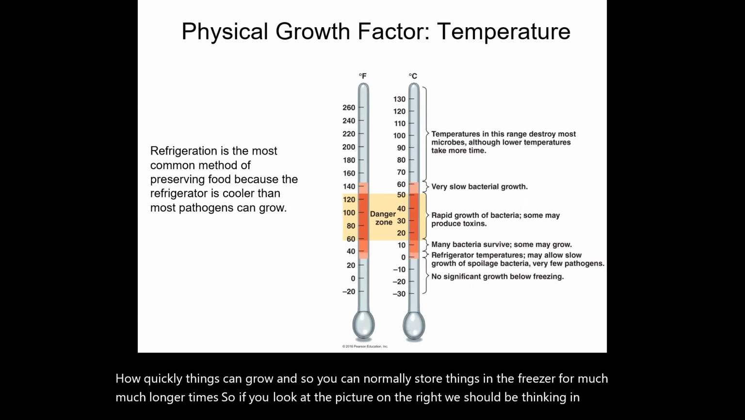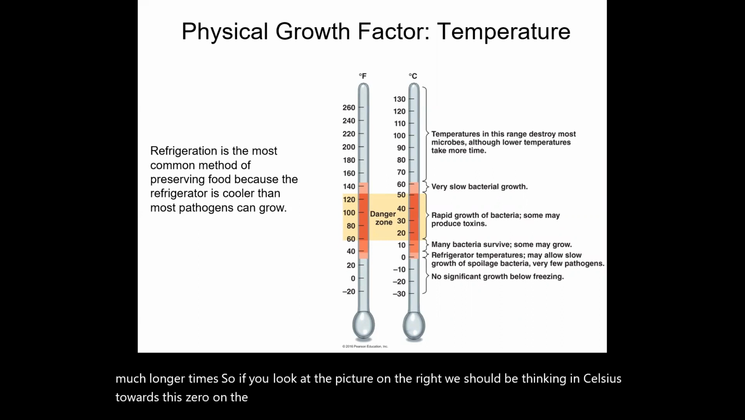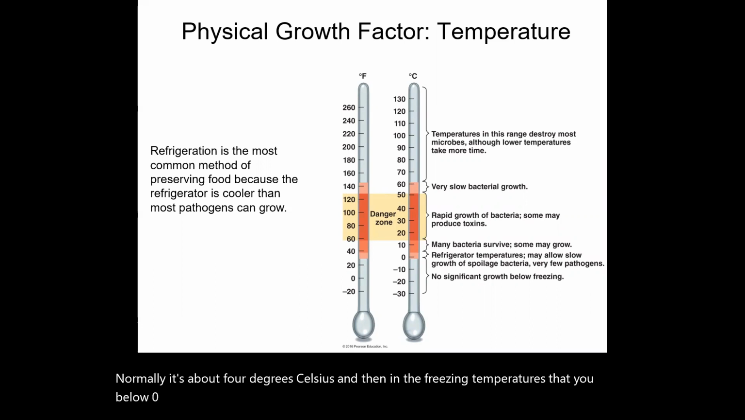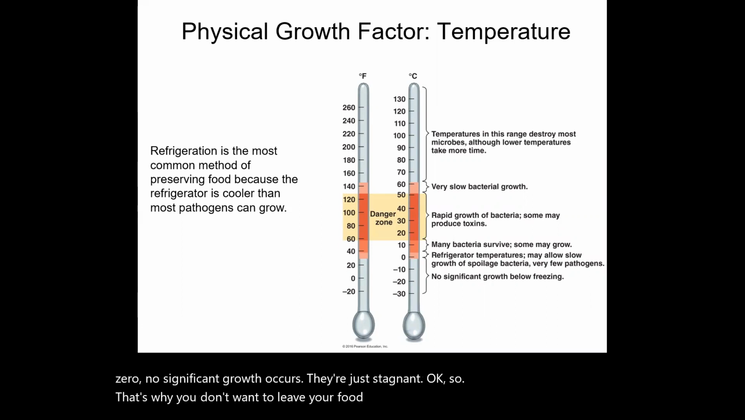Towards the 0 on the thermometer, you'll notice that's about where the refrigerator is. Normally, it's about 4 degrees Celsius. And then in the freezing temperatures that you see below 0, no significant growth occurs. They're just stagnant.